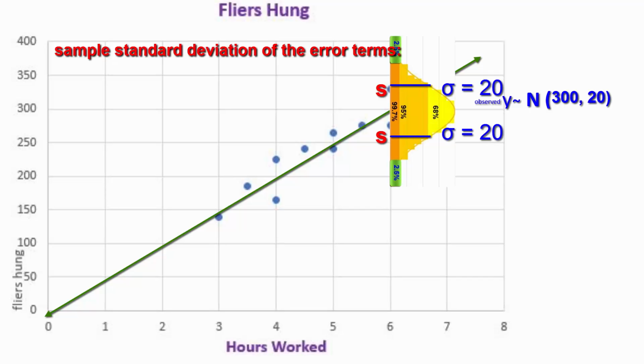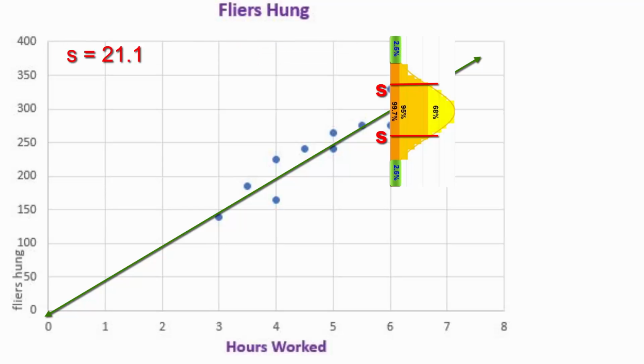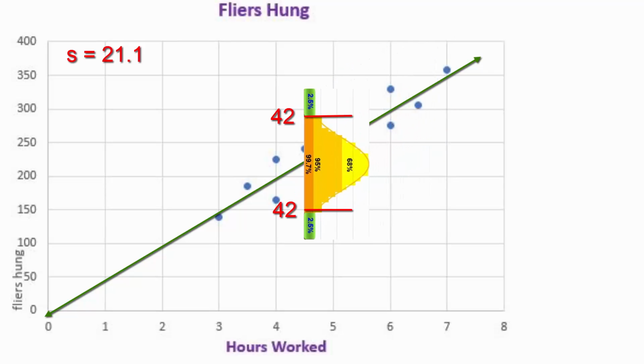In real life, we would not know sigma. The best we can do is calculate S, the standard deviation of residuals, from our sample. How far did our observed y values differ from the predicted y values? In our case, S is 21.1 flyers. Our estimate of how much fluctuation we'd have in 95% of our sample results would be within 42 flyers of the predicted y value, 2 standard deviations, whether we were at 6 hours or at, let's say, 4.5 hours.